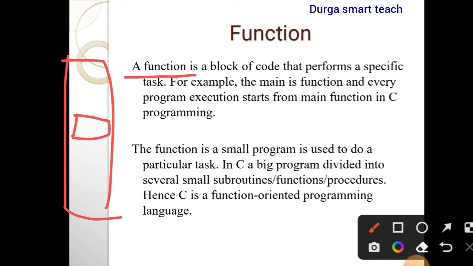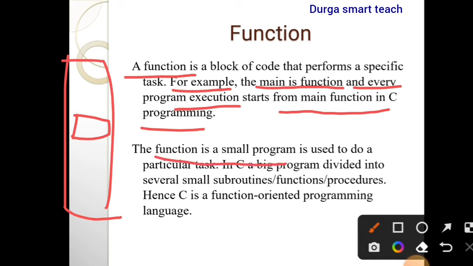For example, main is a function. Every program execution starts from the main function in a C program. Here the task of the main function is that the program's execution starts from main. That is the function of main. A function is a smaller program used to do a particular task.